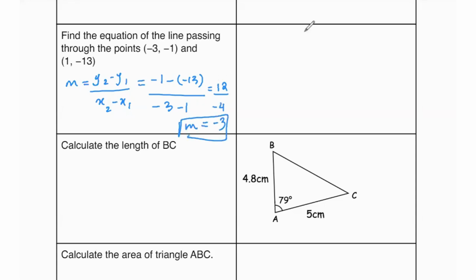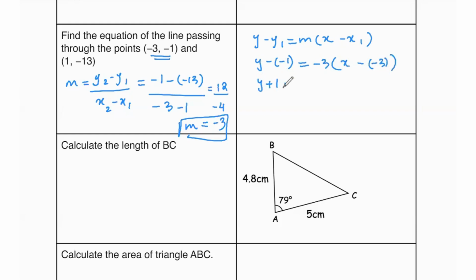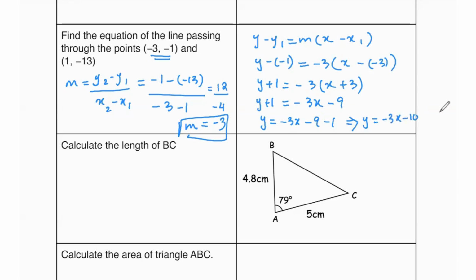That's your gradient. So now we're going to use the gradient in the formula y minus y1 equals m times x minus x1. y1 and x1 can be any point, either (1, -13) or (-3, -1). I'm going to pick (-3, -1) because that's going to make the calculation shorter. y minus -1 equals -3 times x minus -3. So y plus 1 equals -3 times x plus 3. y plus 1 equals -3x minus 9. y equals -3x minus 9 minus 1, which is y equals -3x minus 10. That is your equation of the line passing through these points.